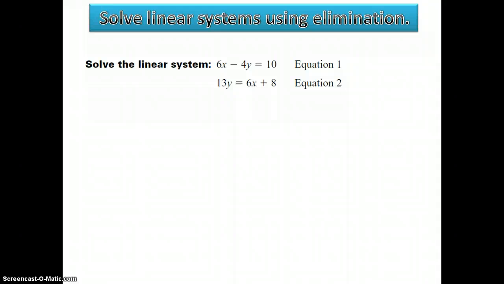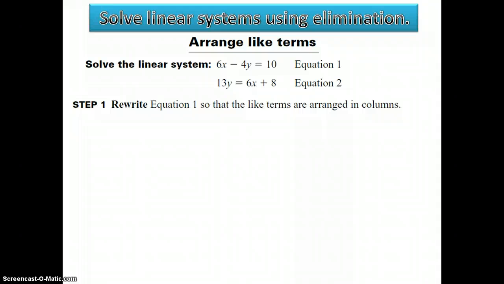Next example. We're just told here to solve using elimination. Now, inspecting this, do you notice that we don't have our x terms lined up and our y terms lined up? So in this type of problem, we want to arrange like terms. And so simply we want to put the equations in standard form. Our first equation is in standard form already, so we're going to rewrite the second equation so that it's in standard form. Notice now we have our x's lined up, our y's lined up, and our constants. So this is very important before you add or subtract that you have your like terms lined up.